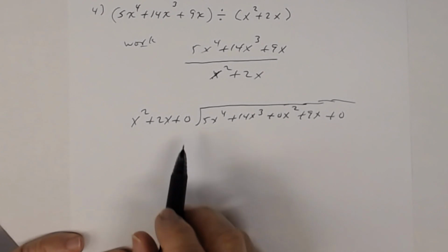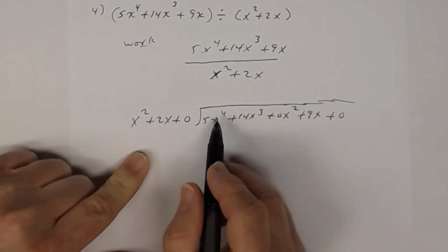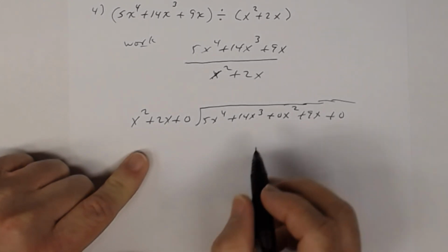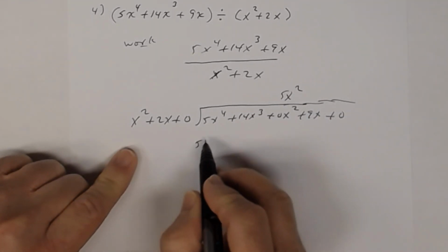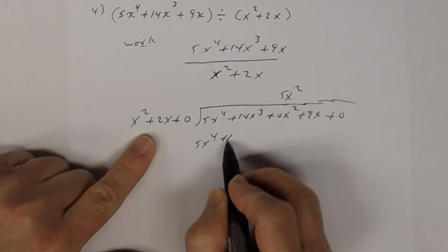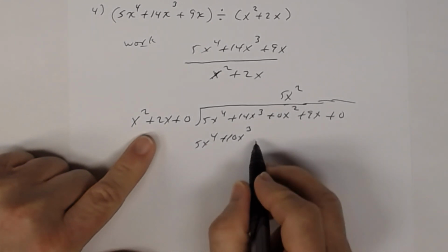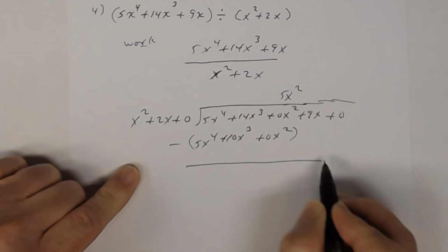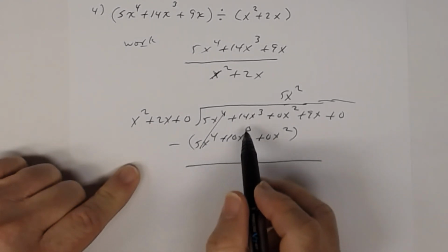Okay, so let's do the multiplication, or the division. First divided by first. 5x to the 4th divided by x squared is 5x squared. So that's going to go here. 5x squared times x squared is 5x to the 4th. Those are the same. 5x squared times 2x is 10x cubed. 5x squared times 0 is 0x squared. And then you subtract. Okay? 5x to the fourth minus itself is 0.